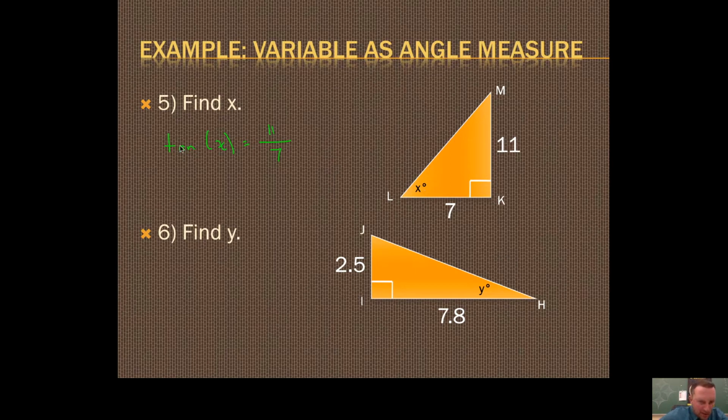If you want to get x away from this tangent, you need to take the inverse tangent of both sides. And that might sound weird, but if you look on your calculator, tan to the -1, that's your inverse. So if you take inverse tangent of this side, the tangent cancels with that, and you're left with x. On this side, you just need to take the inverse tangent of that fraction, 11/7.